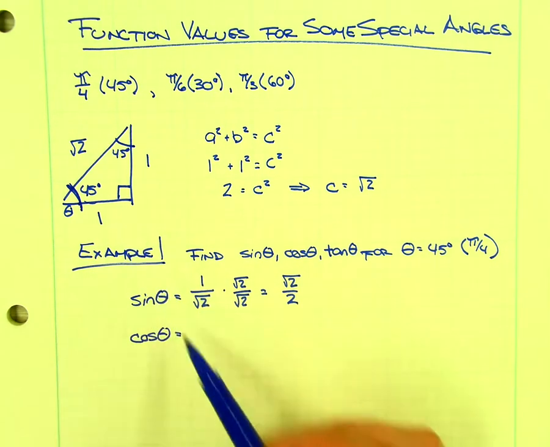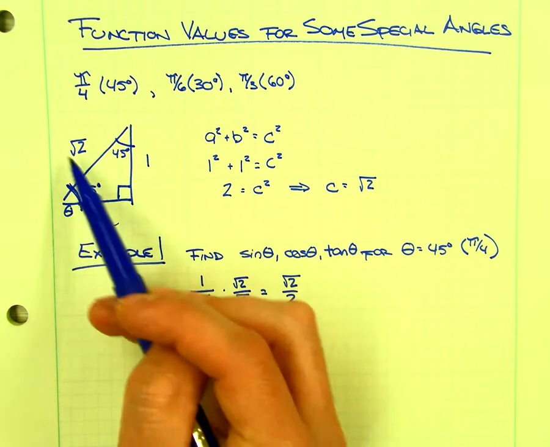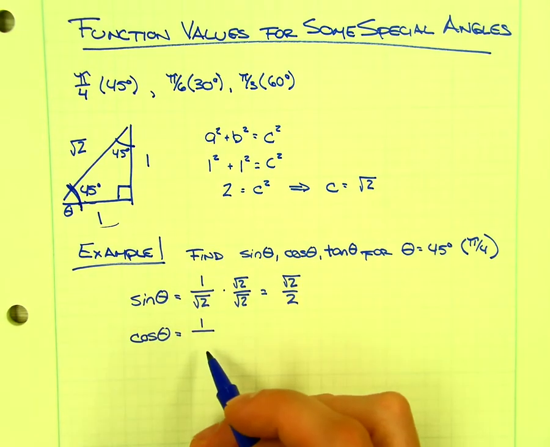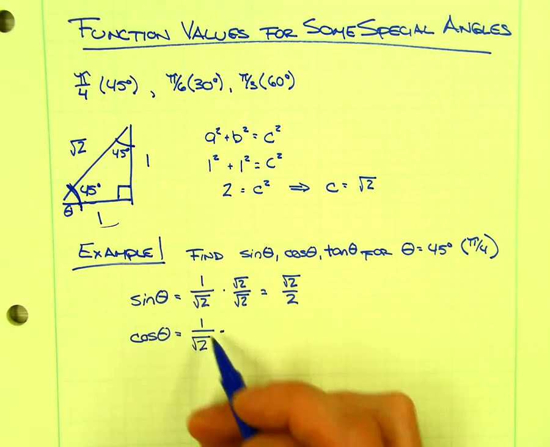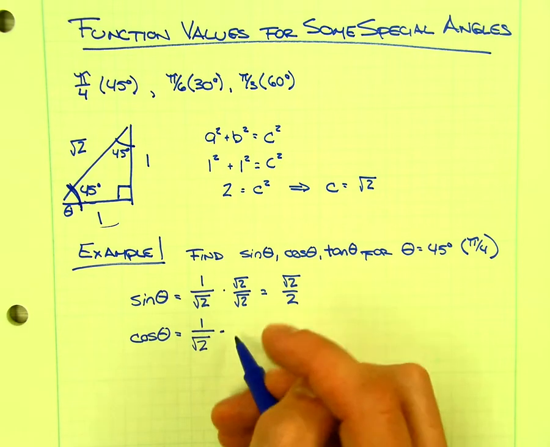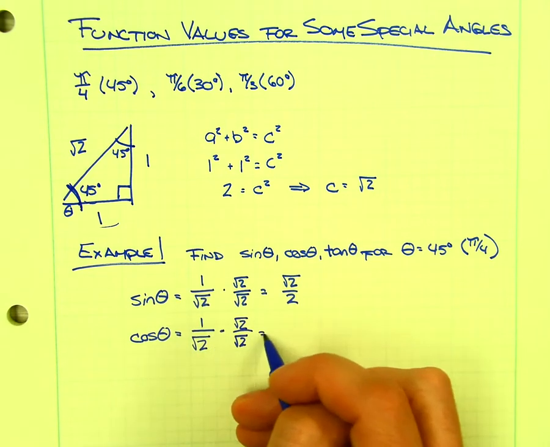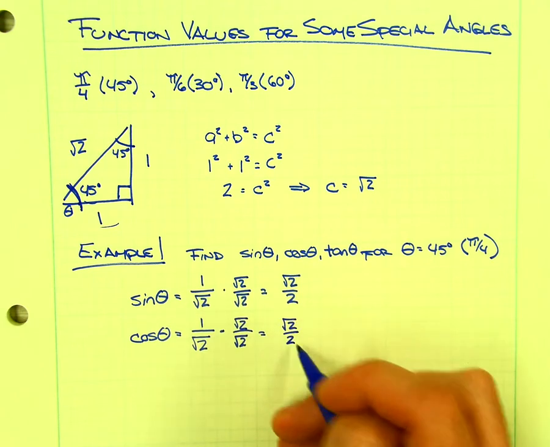Now, of course, this is CAH, or "Ka," which means I'm going to take the adjacent side and divide it by the hypotenuse. Now the adjacent side is the same as the opposite side because it's an isosceles triangle. So I've got 1 over root 2 is going to be cosine. Of course, I've got another square root of 2 on the bottom, so I need to do the same operation to get rid of the radical on the bottom. And so I end up with the square root of 2 over 2.